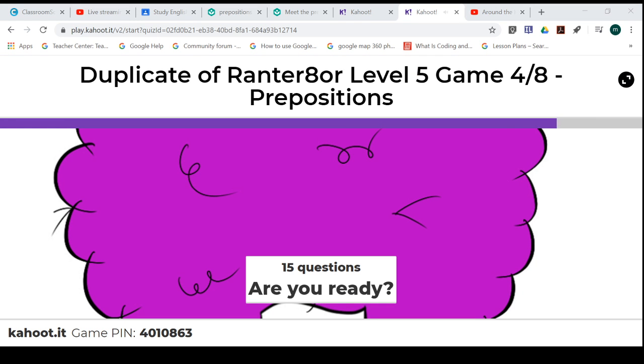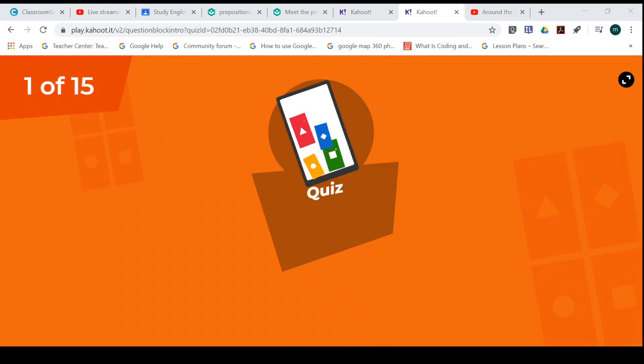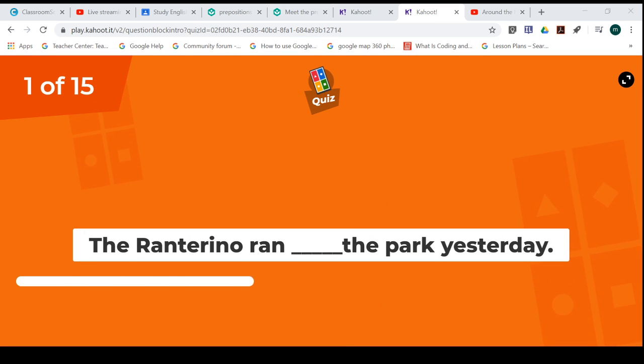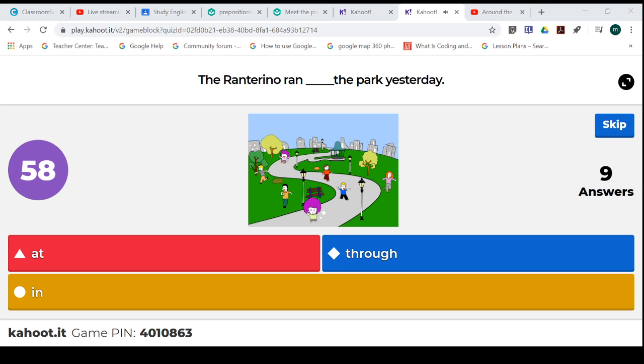So, all these different prepositions. Question 1, I gave you the answer. The Ranterino ran. What did he do? He ran. It's moving. He ran through, of course. He ran through the park. Everyone should get that right. The blue one, through. From one side to the other side. Through. And of course, that's the only help you'll get from me for this quiz now.